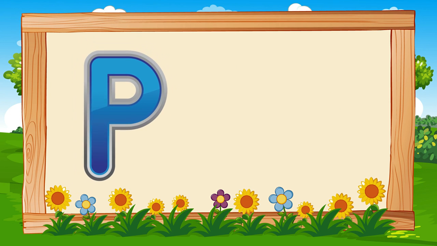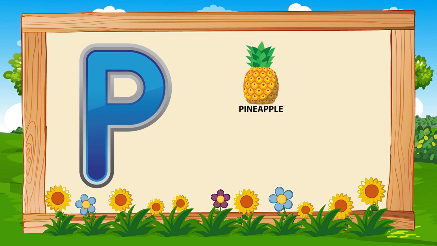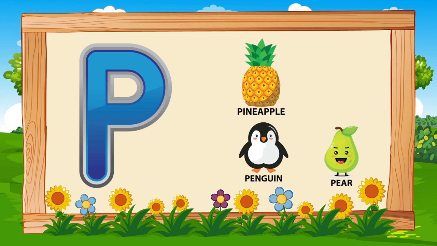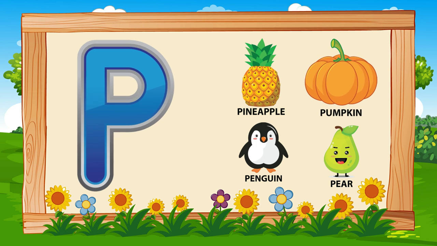P is for pineapple, penguin, pear, pumpkin.